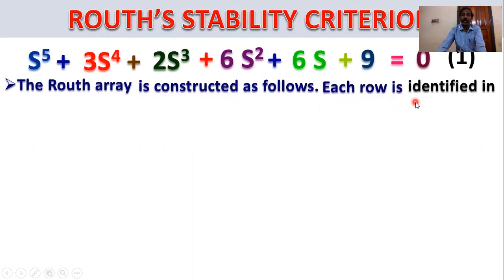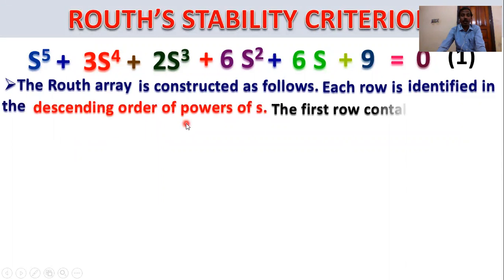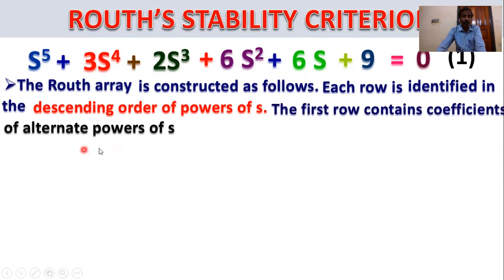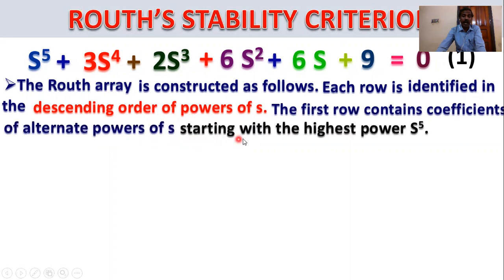Each row is identified in the descending order of the power of S. The first row contains coefficients of alternate powers of S, starting with the highest power of S. So the first row starts at this point, and next this S to the power 3, and then S to the power 1.